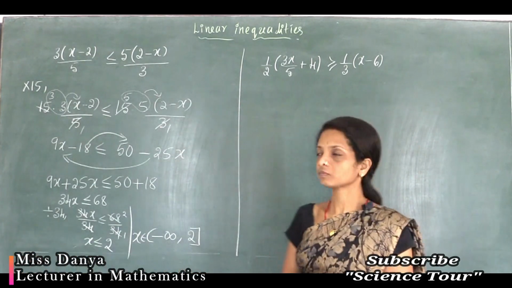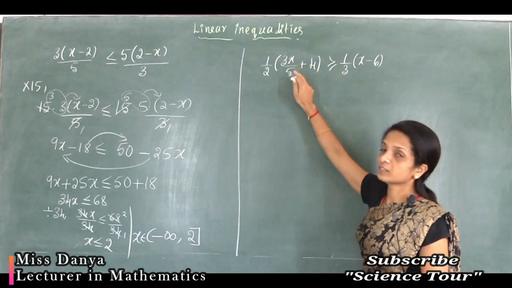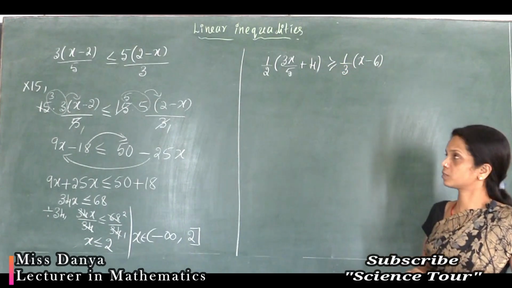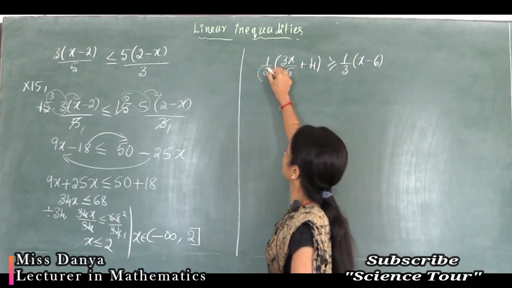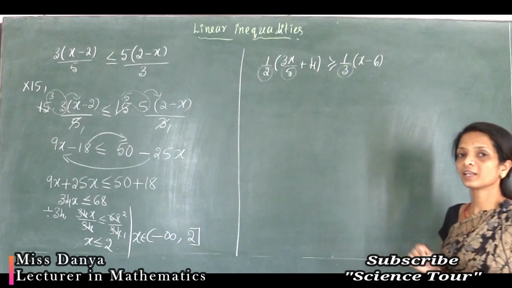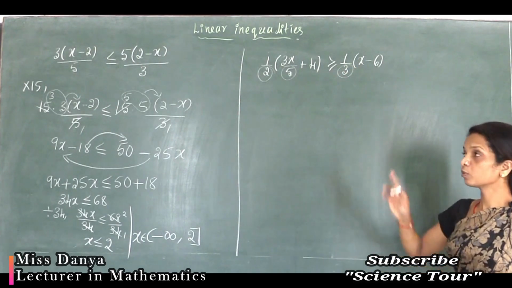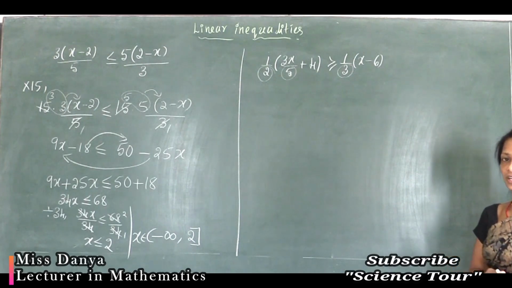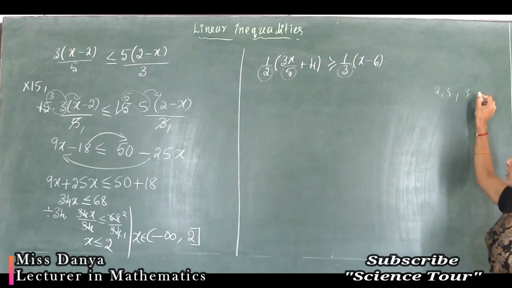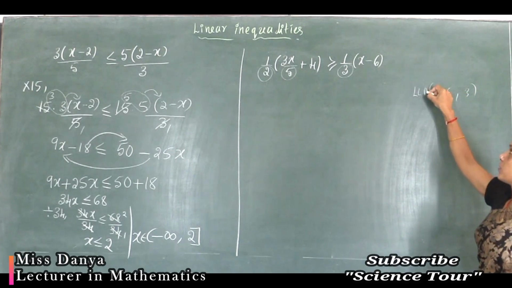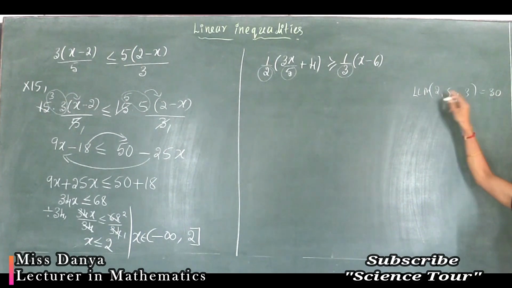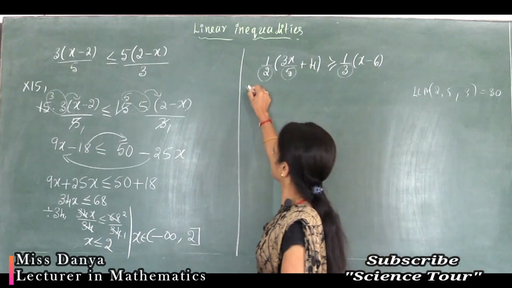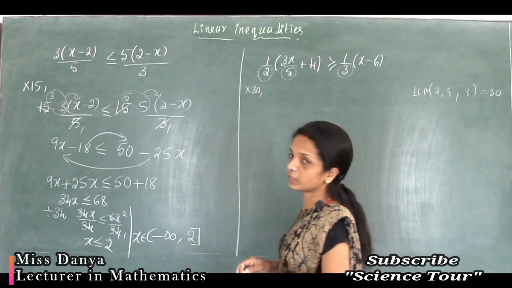Next problem is 1 by 2 into 3x divided by 5 plus 4 is greater than or equal to 1 by 3 into x minus 6. Now you have 3 denominators, 2, 5 and 3. What is the LCM of these 3 numbers? If you have more than one denominator, you have to take the LCM of those denominators. The LCM of 2, 5 and 3 is 30, right? 2 into 5 is 10, 10 into 3 is 30. That is the LCM. Now you have to multiply by 30 on both sides of this inequality.